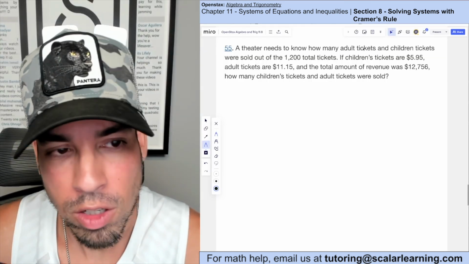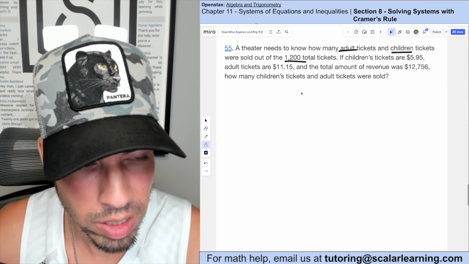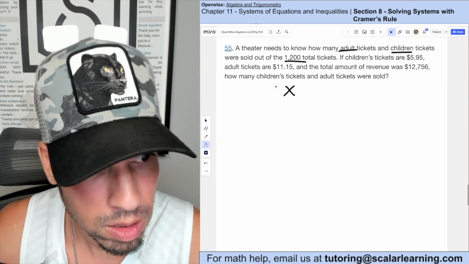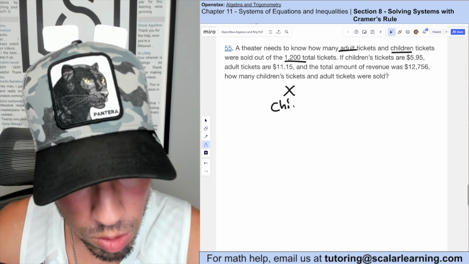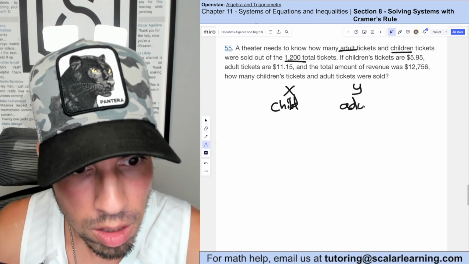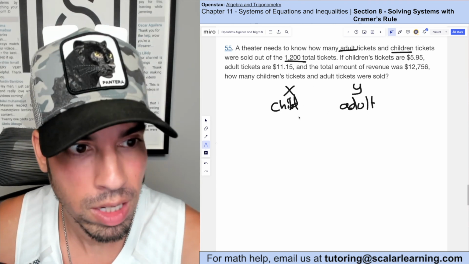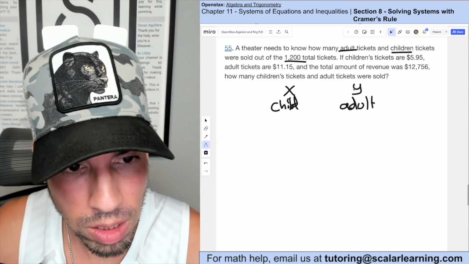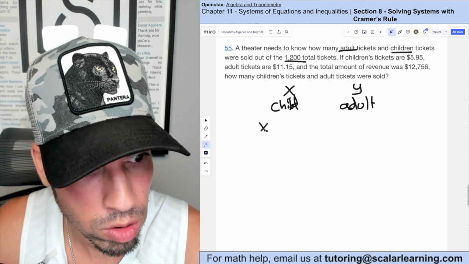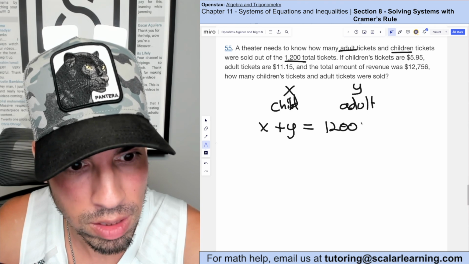Done. A theater needs to know how many adult and children tickets were sold out of 1,200 tickets. So by the way, we can immediately set some designations here. We know we got two categories, child, and we'll say Y is adult. And I like to make a little table like this so we remember what's what if we need to at the end. And then it says first, this is the number of tickets for child, number of tickets for adults. And we know the total, meaning the two added together, is 1,200 tickets.